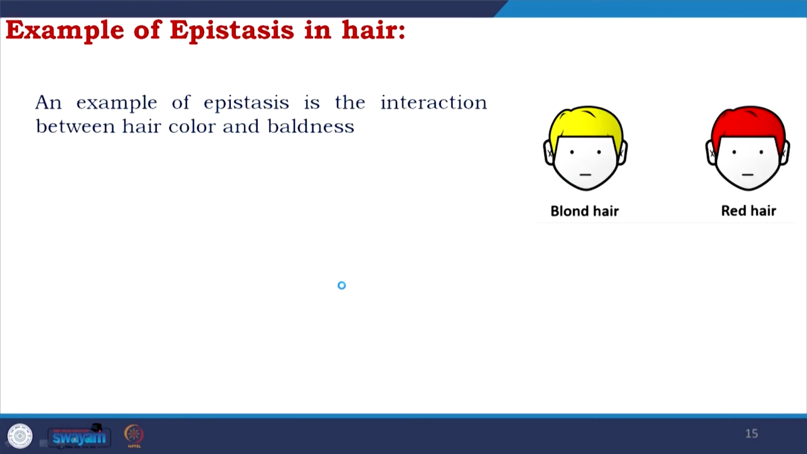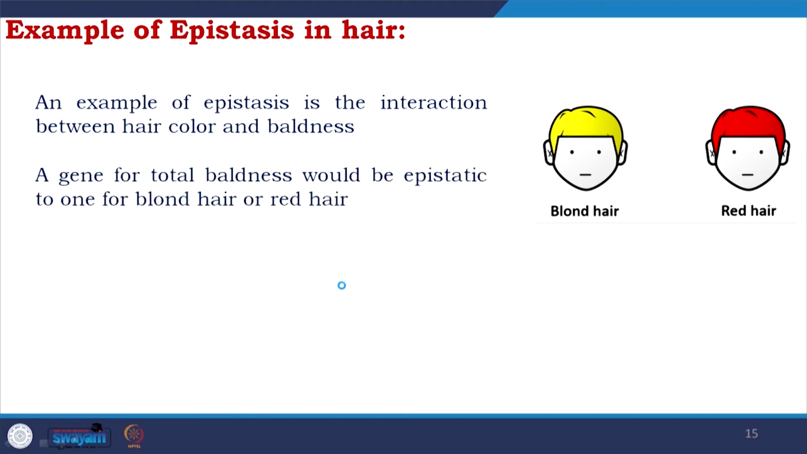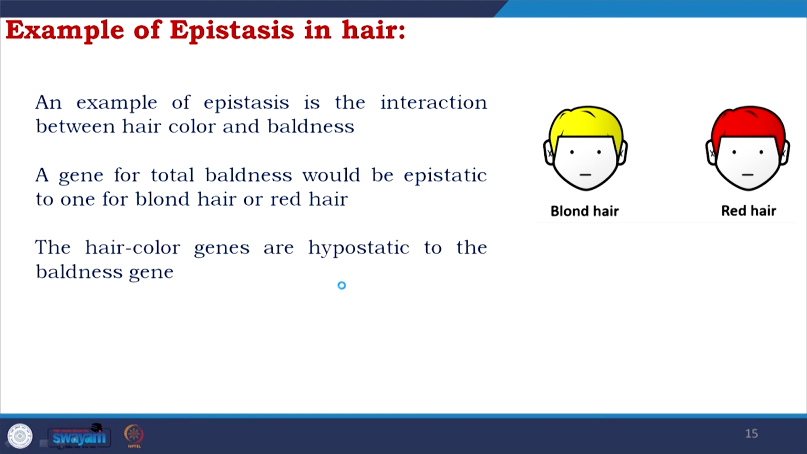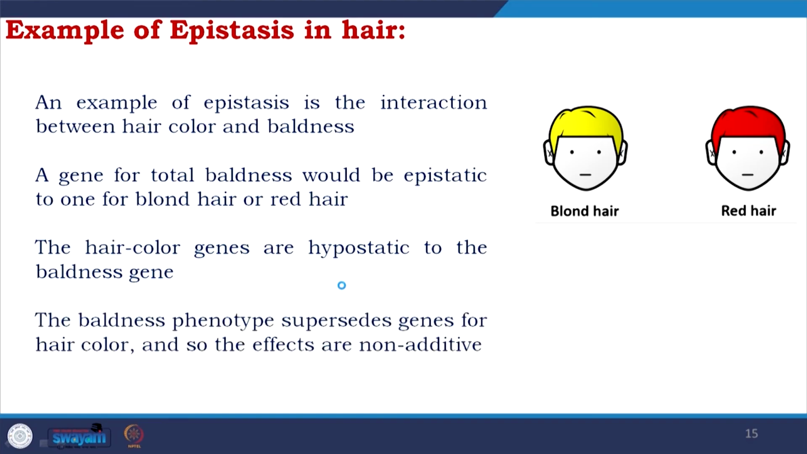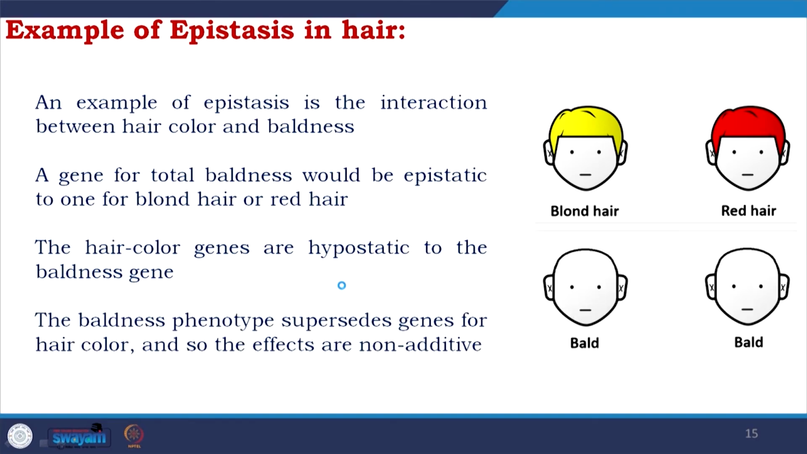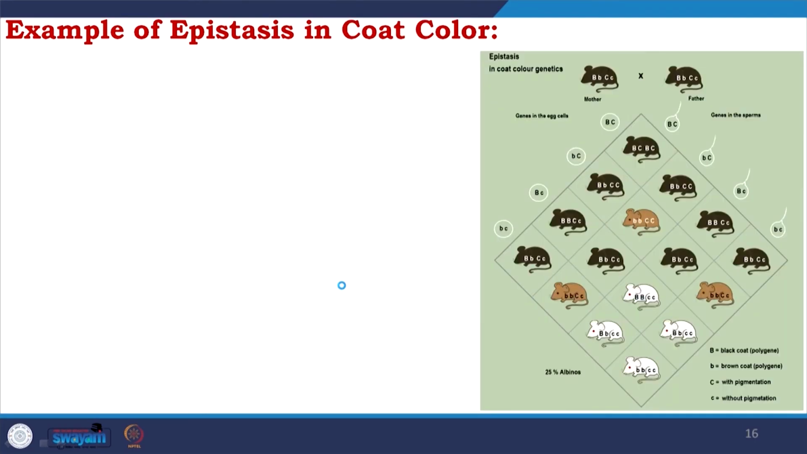So, I am giving some examples. An example of epistasis is the interaction between hair color and baldness. Here you see two people, one with blonde hair, another with red hair. A gene for total baldness would be epistatic to one for blonde hair or red hair. The hair color genes are hypostatic to the baldness gene. The baldness phenotype supersedes genes for hair color, and so the effects are non-additive. So, if they have baldness, it would supersede the hair color gene.